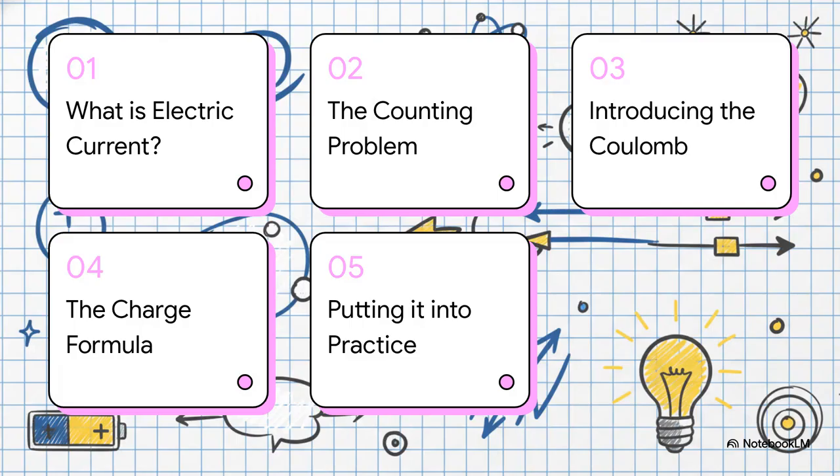So here's how we're going to break it down. We'll start with a quick refresher on electric current, something you already know. Then we'll look at why we have a bit of a counting problem. After that, we'll introduce the Coulomb itself, look at the formula that uses it, and then we'll finish up with a practical example to see it in action.